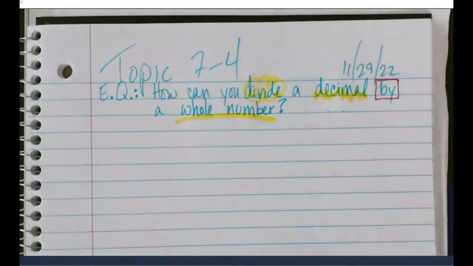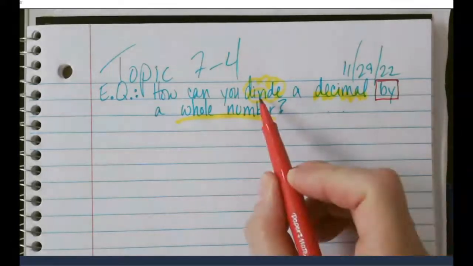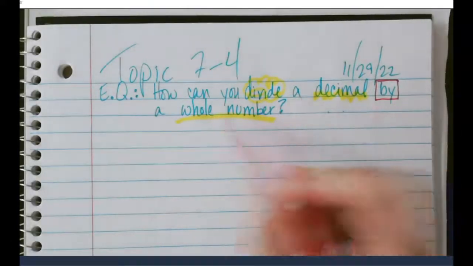Please put a box around that. Please also make sure that you highlight what I've said to highlight. So, we see divide a decimal by a whole number.